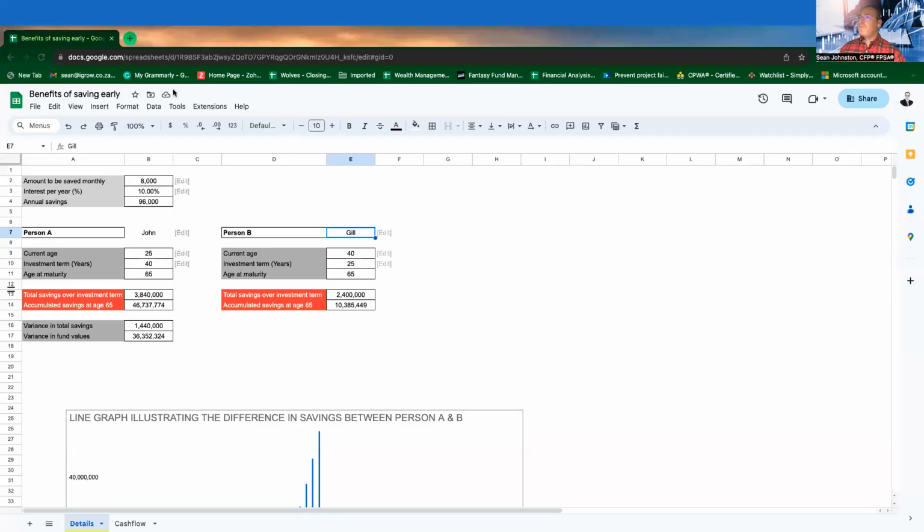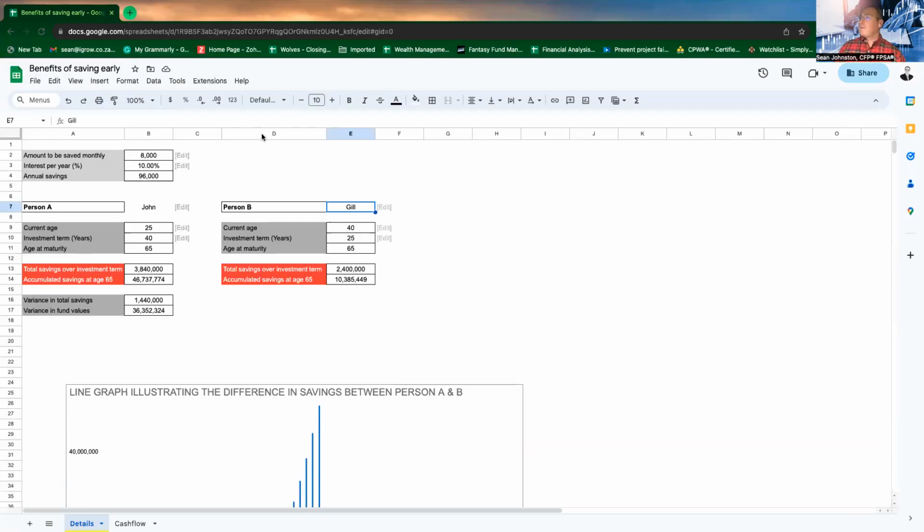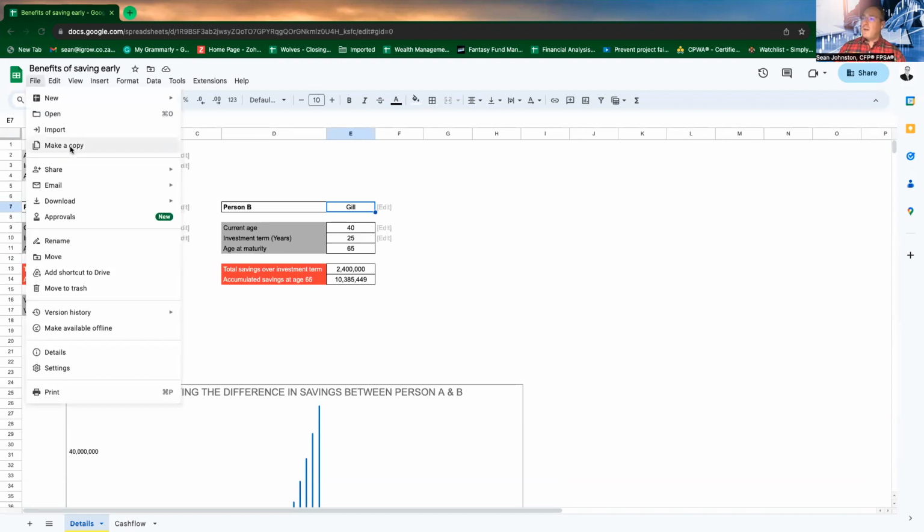I'll quickly show you how to do that over here. So you go to File, make a copy. You can either make a copy into your existing Google profile, it'll be copied as a separate sheet, or you can download it into Excel. This is probably the most common one. And then if you've got Excel on your computer, it'll download it as a spreadsheet, and then you can start making edits in Excel.